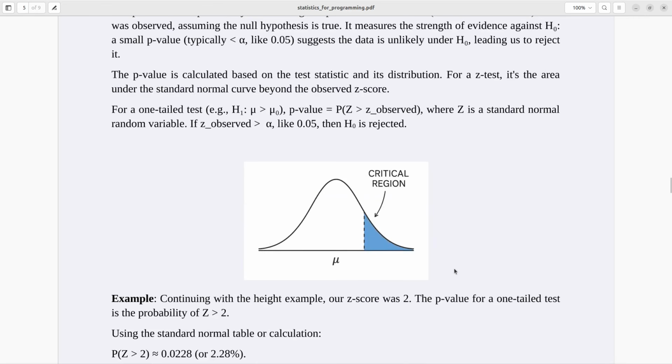So this is an example of a normal distribution curve, and if we have a z-value that is entering the critical region, we will be able to reject our null hypothesis, okay? So for a one-tailed test like this one, where the true population mean is larger than our asserted value, the p-value is equal to the probability that the standard normal random variable called z is larger than the observed value of the z-score from the data, okay? And if the p-value is smaller than our alpha, like 0.05, then we just reject H0, and we would believe that the alternative hypothesis is a better claim, okay?